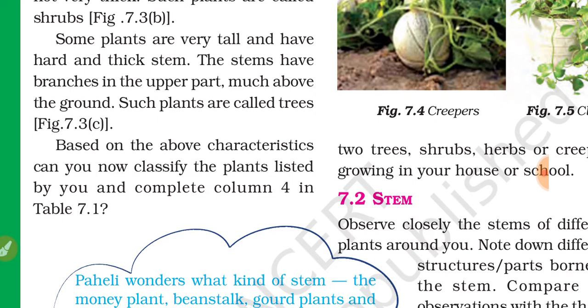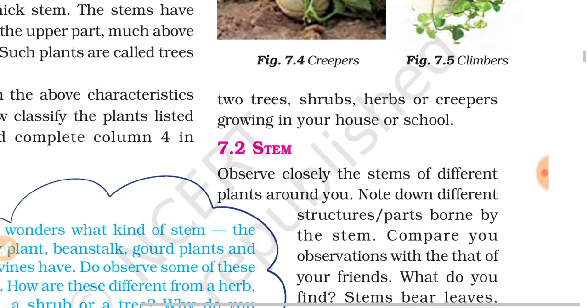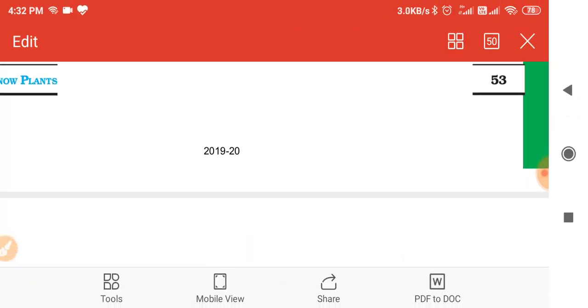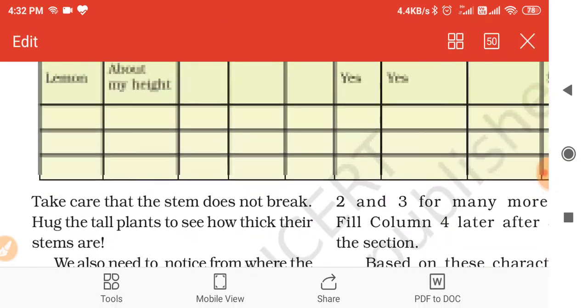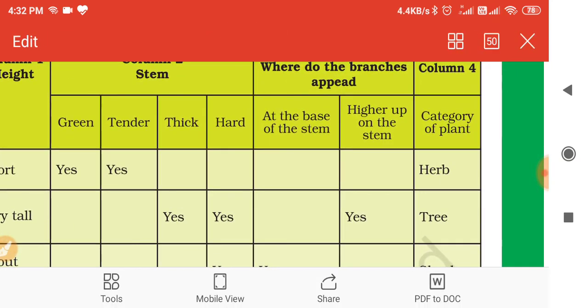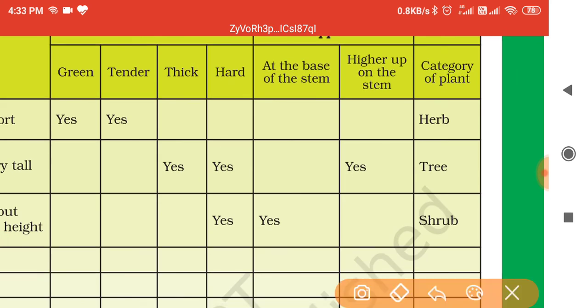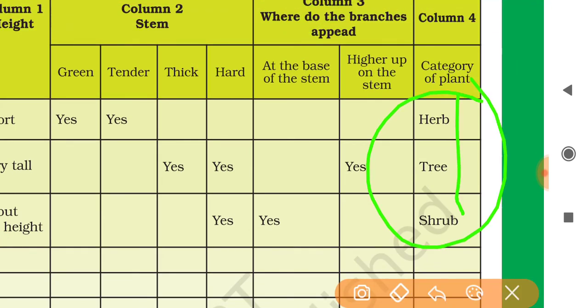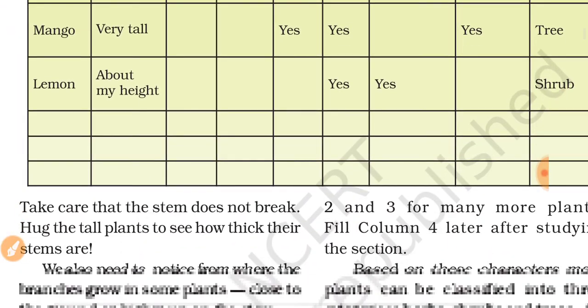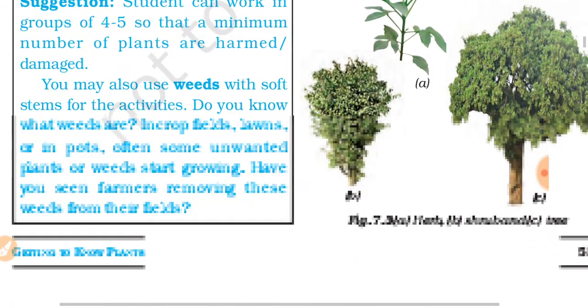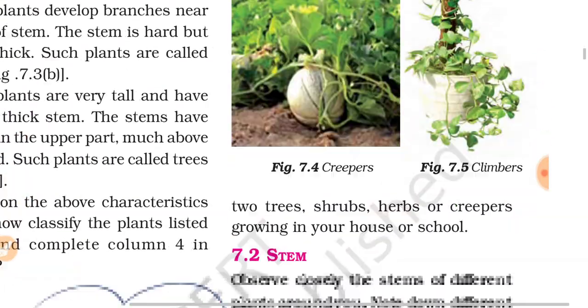Based on the above characteristics, can you now classify the plants listed by you and complete column 4 in table 7.1? Okay, column 4 also you have to complete after that, whether they are herb, shrub, or tree. Okay, here is the category of plant in the last column. Like they divide herb, tree, and shrub, these 3 types. Whatever plants you have written here, you have to categorize by this example.